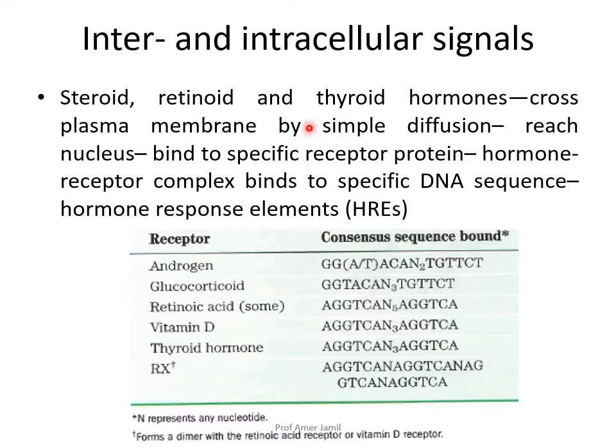They can cross the plasma membrane by simple diffusion because of their nature, which is hydrophobic and similar to the plasma membrane. And they reach the nucleus and bind to specific receptor proteins over there. The hormone receptor complex binds to the specific DNA sequence, which is called the hormone response element. So they bind to this specific receptor protein, which ultimately binds to the specific DNA sequence. Here I give you some examples.